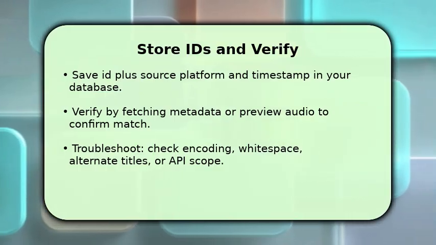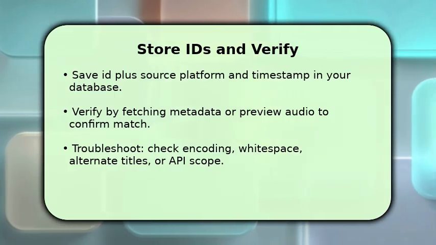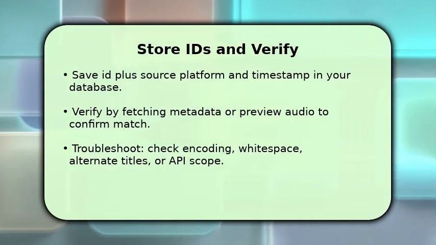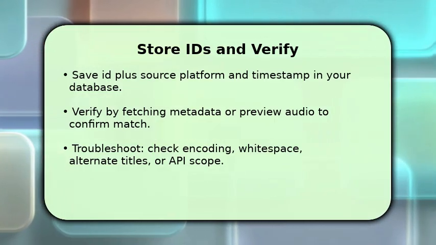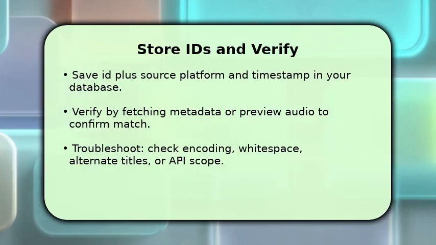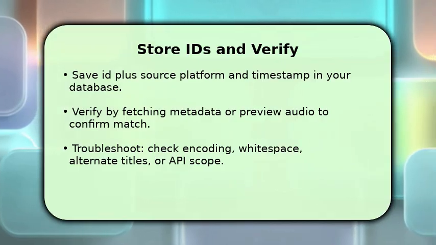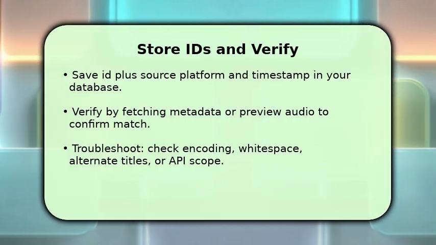Once saved, verify by calling the single track endpoint or playing a short preview to confirm it matches expectations. This prevents downstream errors. If something goes wrong, check for encoding differences, extra whitespace, alternate title versions, or missing API scopes. These are common causes of mismatches. If necessary, widen your search with fuzzy options and rerun verification until confident.